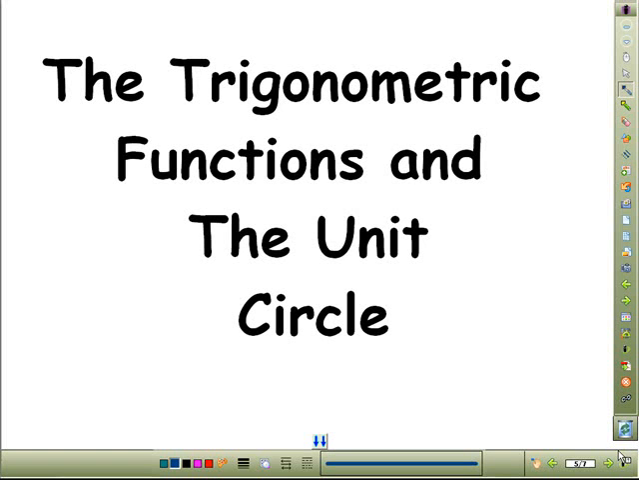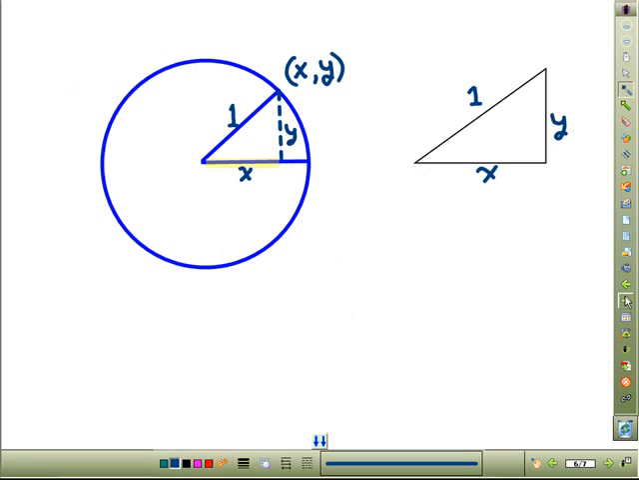Now, this unit circle that we just learned about is extremely important in trig. And right now I'm going to show you why, because I want to tie it into the 6 trig functions that we've studied so far and show you what the unit circle has to do with the 6 trig functions.